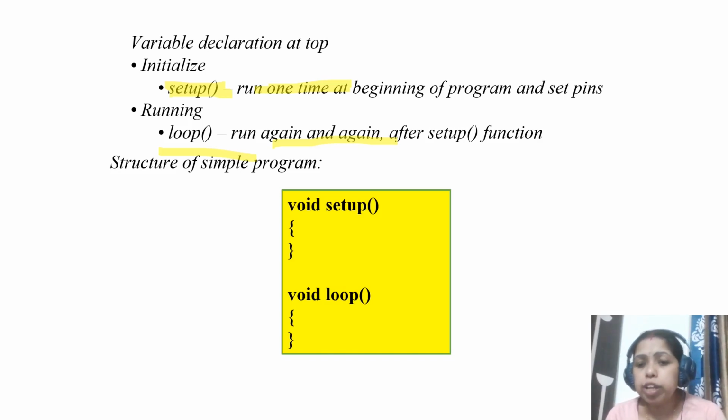I'll show in the coming lecture what codes you have to write in the setup function and what codes you have to write in the loop function. The basic structure of the Arduino code is like that: the void setup and the void loop function. Two functions are there.